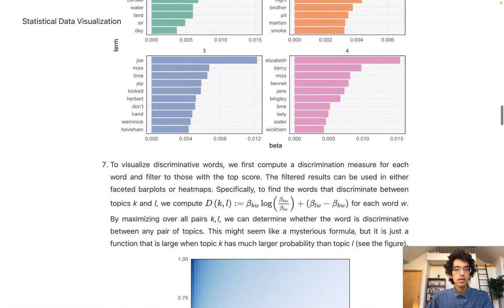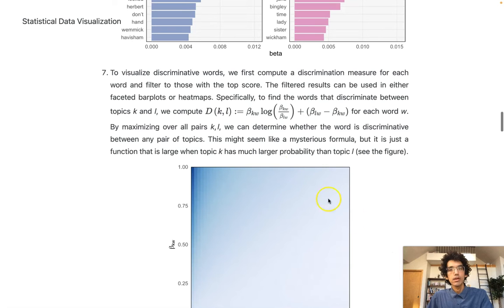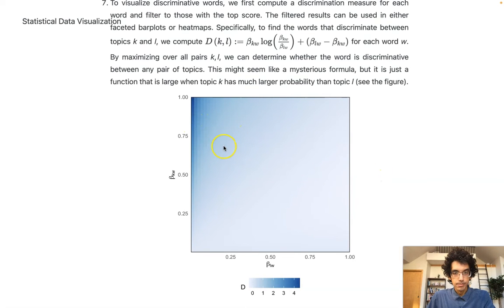So to find discrimination, we need to have a discrimination measure for each word. So this is the measure that I end up using. It's related to the KL divergence. You don't have to worry about the actual form of the formula, but you can understand it by looking at this picture. Remember, beta_kw is the wth word in the kth topic, beta_lw is that same word, but now in the lth topic. The idea is you look at beta_lw on the x-axis, beta_kw on the y-axis, and the color is the value of this formula.